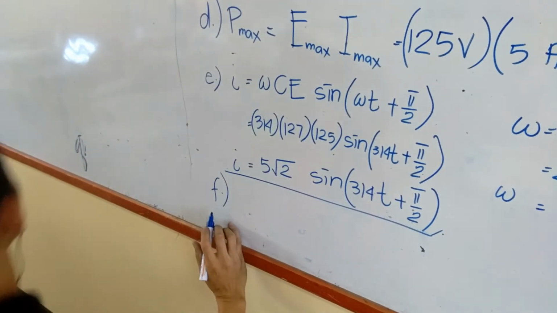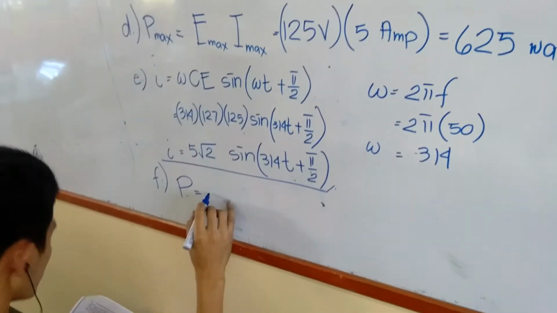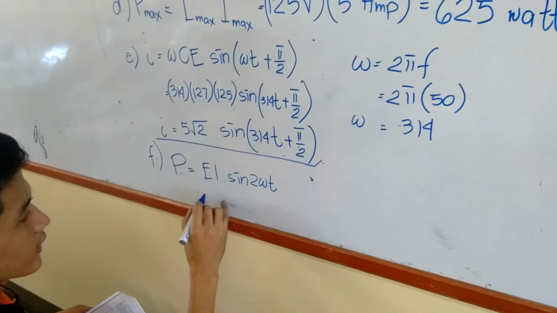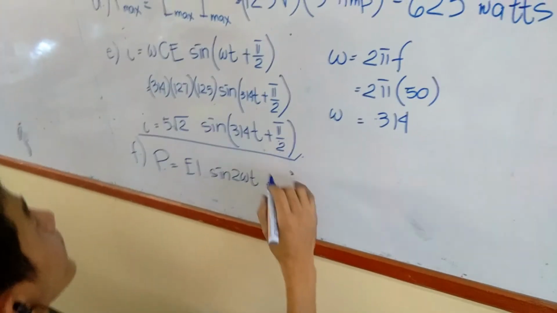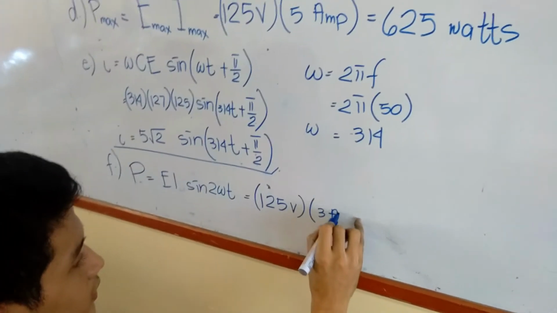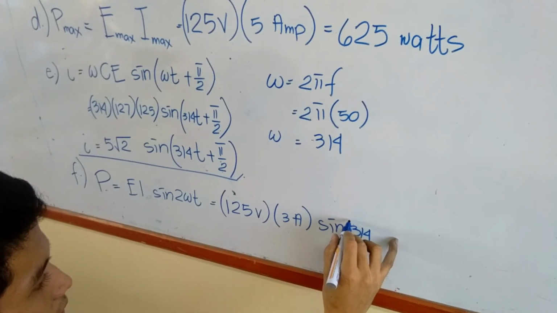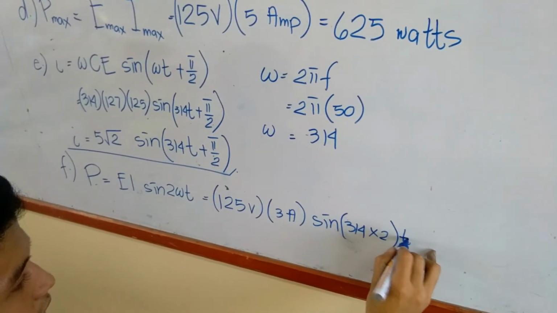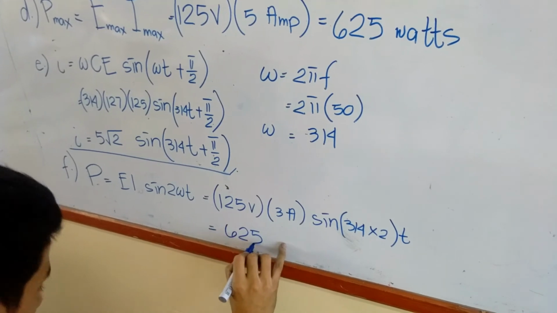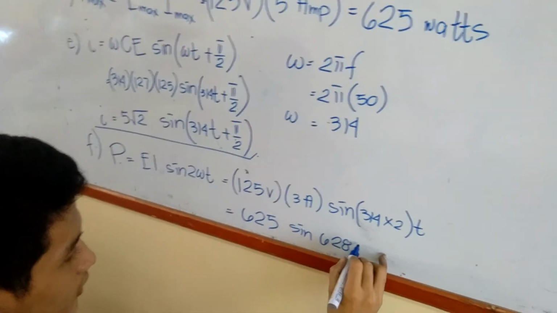Now, solving for f, the power. Since power is equal to E I sine 2 omega t, we plug in the values. We have E of 125 volts times 5 ampere times the sine of 314 times 2 t. So, the answer would be 625 sine 628 t.